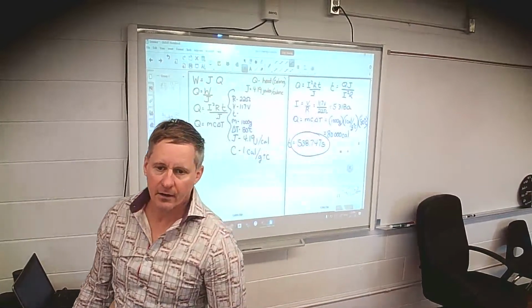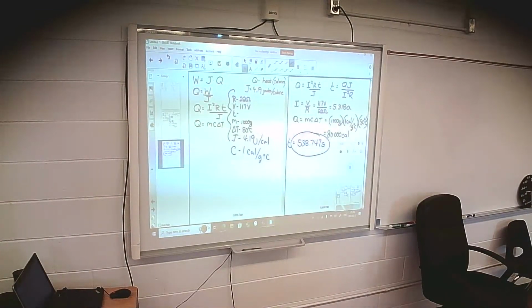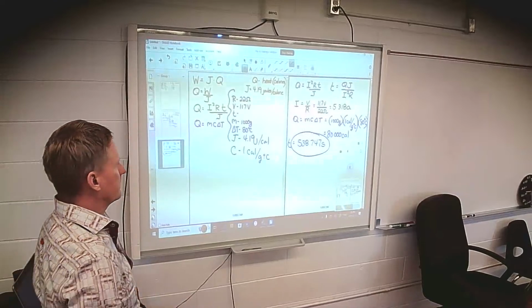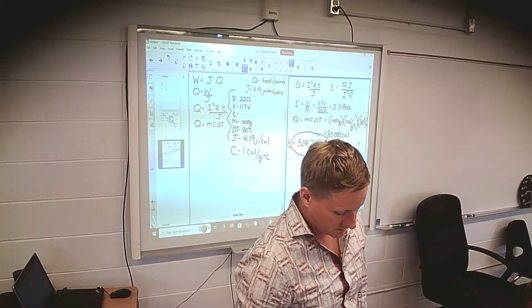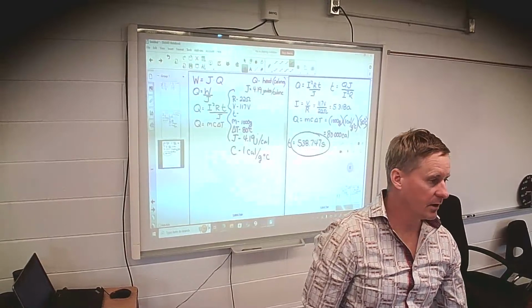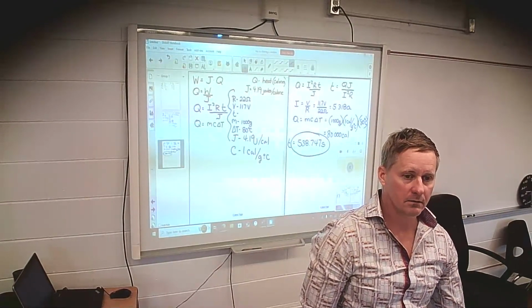So it's going to take 538 seconds to raise 1 kilogram of water 80 degrees in this percolator. Okay? Any questions? Pretty straightforward so far.